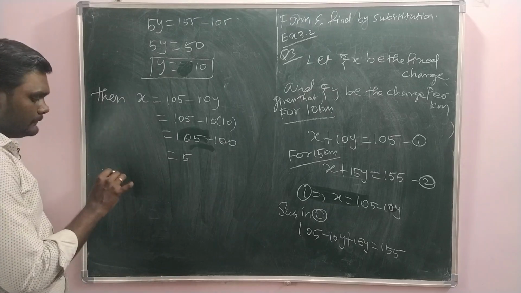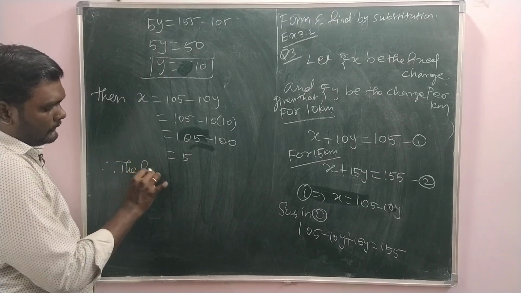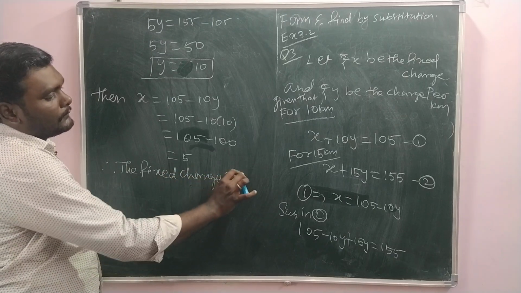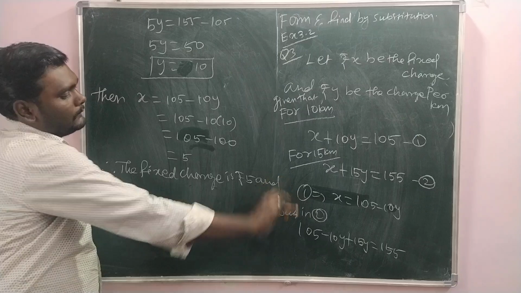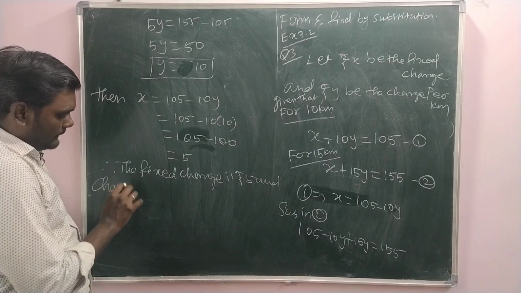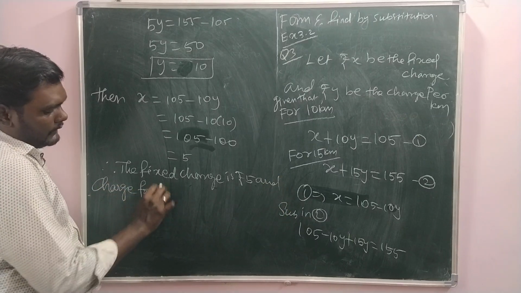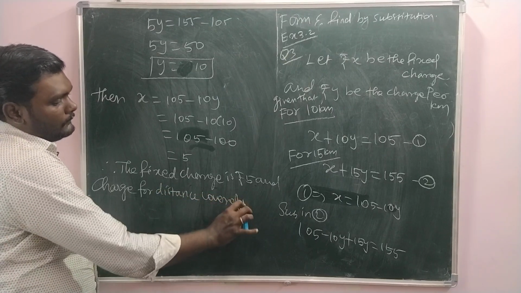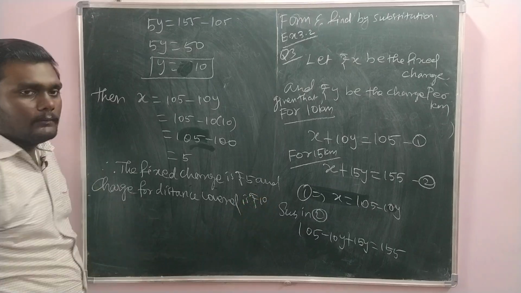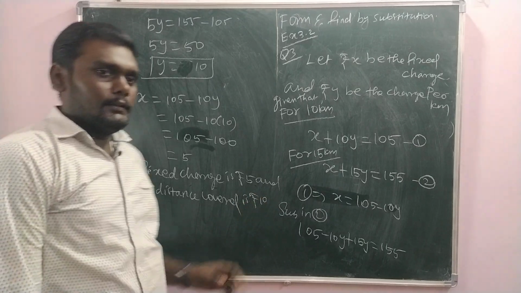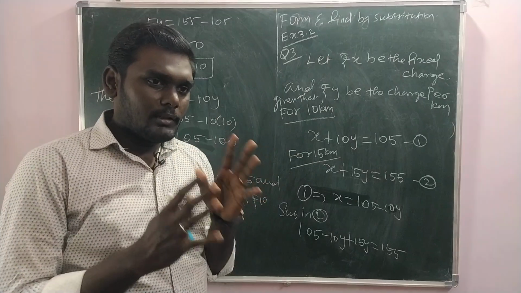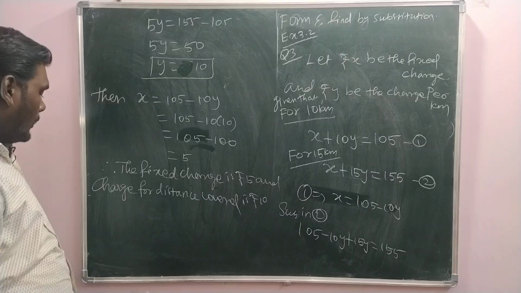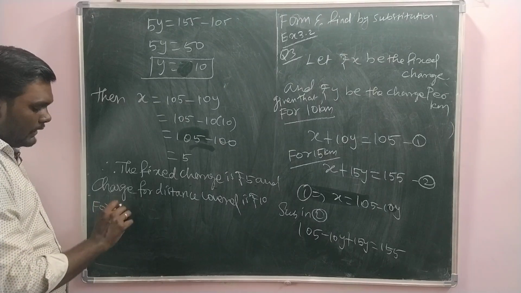So therefore, the fixed charge is rupees 5 and the charge per kilometer, or charge for distance covered, is rupees 10. See, this is a two-part question. In one question itself, we have to give two answers. This is one part of the answer. The other part of the answer is how much we have to pay for 25 kilometers.